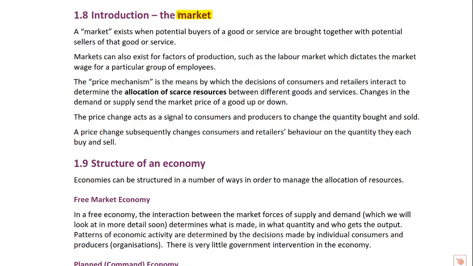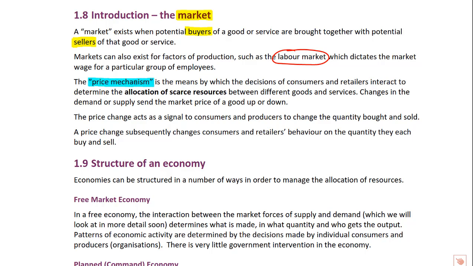When we talk about a market in economics, we're just referring to any place, any medium through which buyers and sellers of goods or services are brought together. That could be a market stall, it could be a shopping centre, it could be an online marketplace like eBay or something like that. But any place where potential buyers and sellers of any good or service are brought together. It might include as well things like the job market. So via recruitment agencies and things like that, where they're the medium through which buyers and sellers of labour are often brought together.